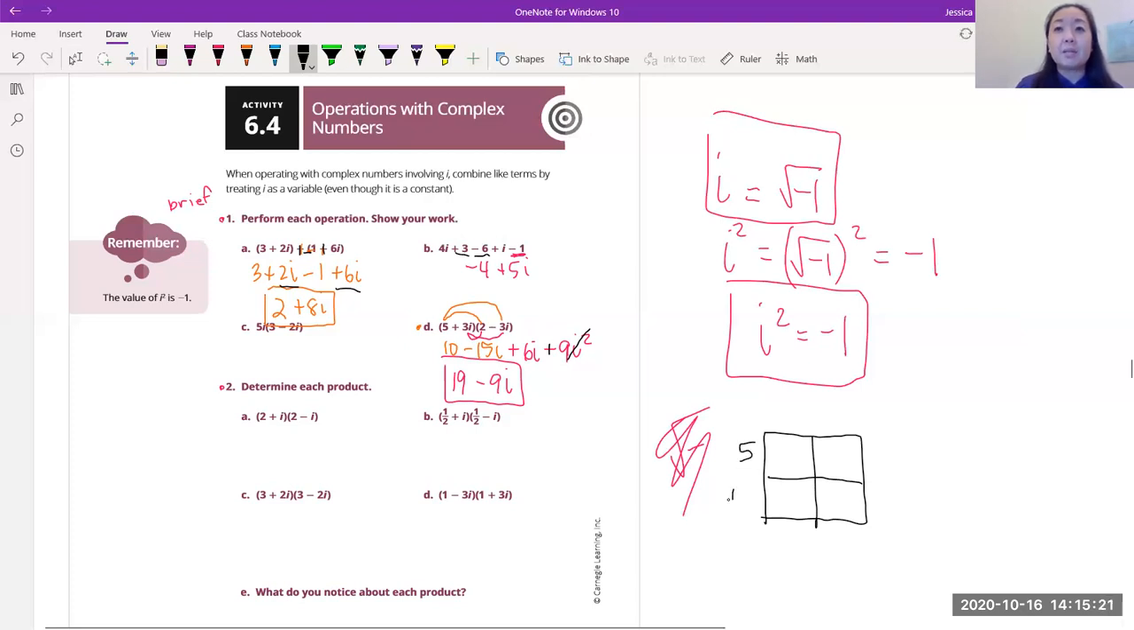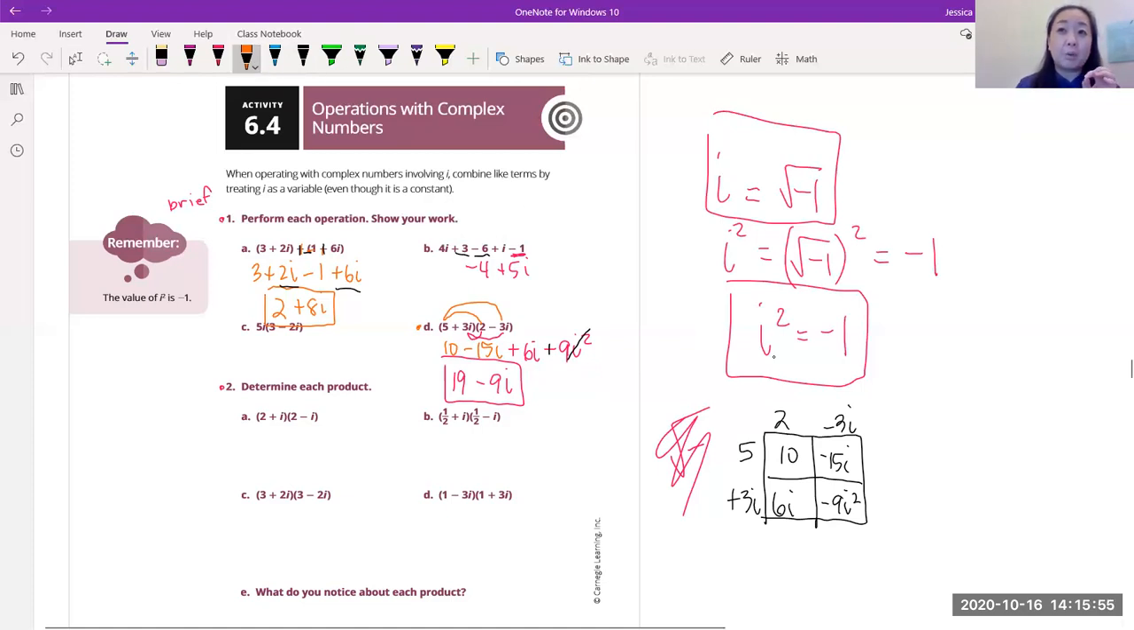So 5 plus 3i, and this is 2 minus 3i, and then just like how we did with polynomials, 5 times 2 is 10. 3i times 2 is 6i. 5 times negative 3i is negative 15i. And then 3i times negative 3i is going to be negative 9i squared. What? You can just do that? i times i is i squared? Yeah, it has all the same properties. It's not different. The only difference right now is that we actually know what i is.